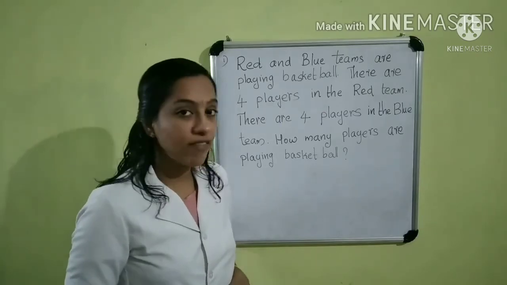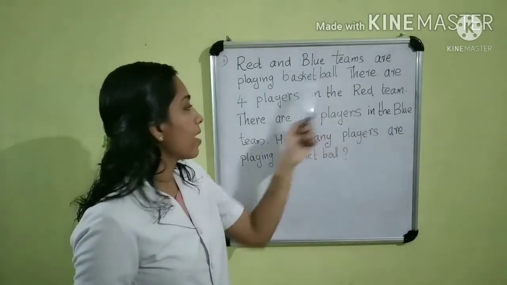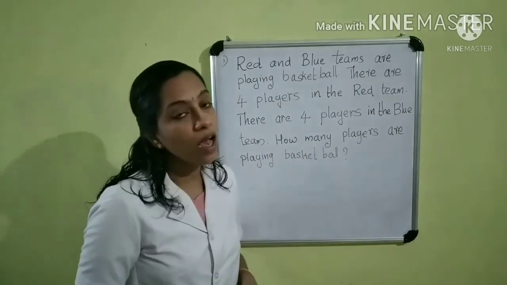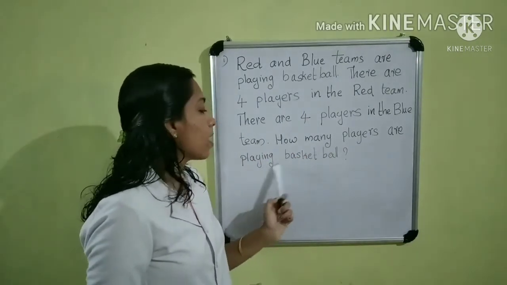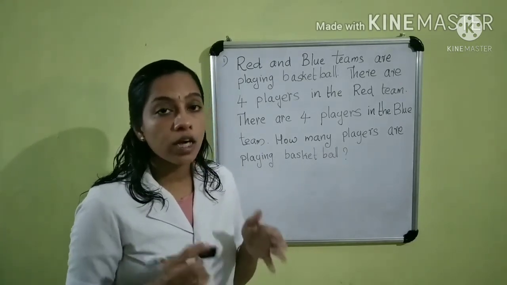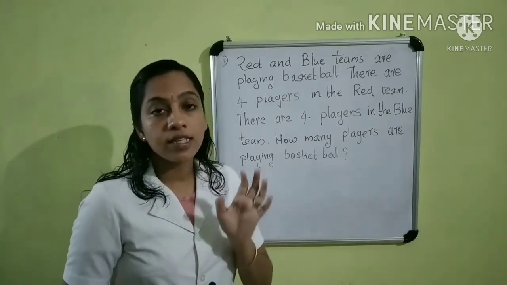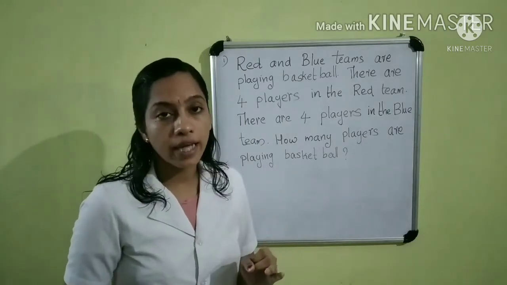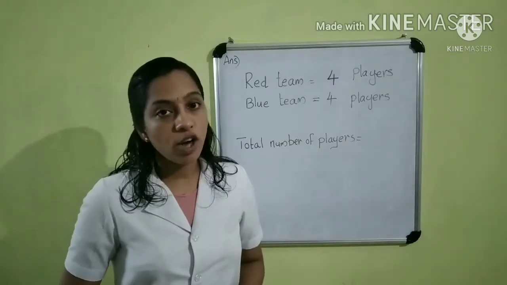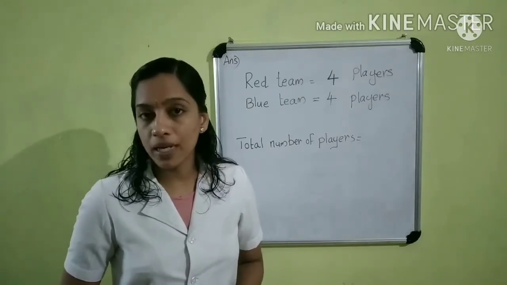Children, I will read the question once again. Red and blue teams are playing basketball. There are 4 players in the red team. There are 4 players in the blue team. How many players are playing basketball? I told you, here we have to find out the total number of players. Children, words such as in all, altogether, total, sum imply addition. You can find the total number of players by adding. We know how to add two numbers, right?